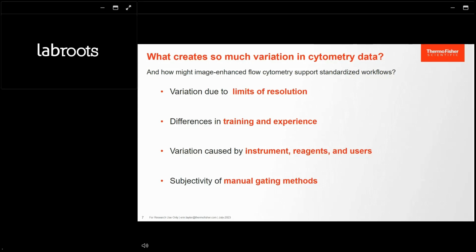So what creates so much variation in cytometry data outside of the naturally occurring biological variation? And how might image-enhanced flow cytometry support these standardized workflows? I think the 4 key factors are variations due to limits of resolution, which we'll see, differences in training and experience of users, natural expected variation caused by different instruments, reagents, and different users, and finally the subjectivity that's inherent in manual gating methods. So these 4 categories are what are really limiting our ability to standardize some of our protocols and meaningfully analyze our data in a comparative way.